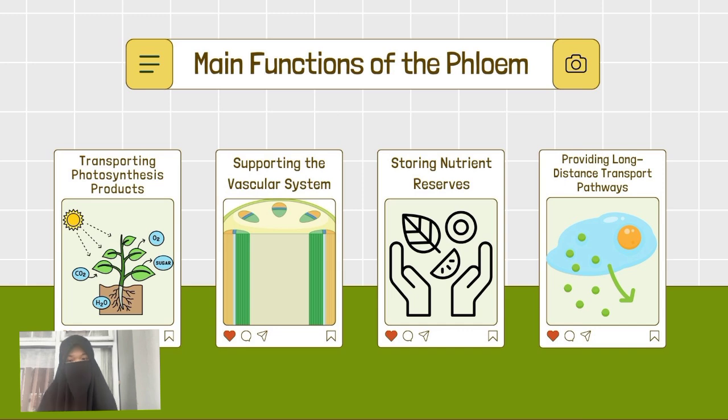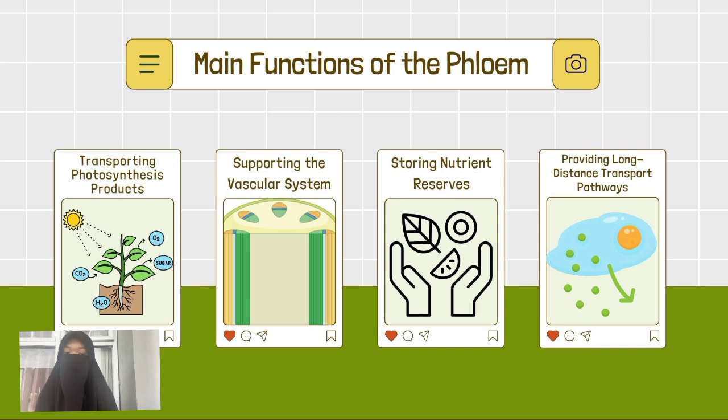Now we talk about the main functions of the phloem. First is transporting photosynthesis products. The phloem distributes the products of photosynthesis from the leaves to all parts of the plant, including the roots, stems, and storage organs, to support growth and development.